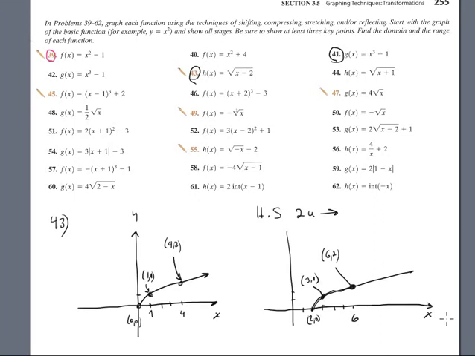Okay, 43. 43 is h of x is equal to square root of x minus 2. So this is the basic function, square root of x without transformation. And this function has three typical points, 0, 0, 1, 1, and 4, 2. Okay, you have x minus 2 inside the radical. So this is a typical horizontal shift 2 units to the right. So to the right means you add 2 to the first component of every point.